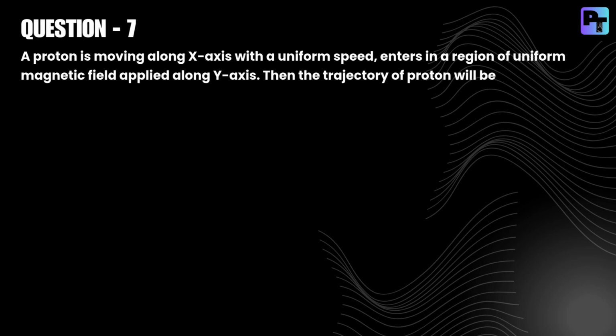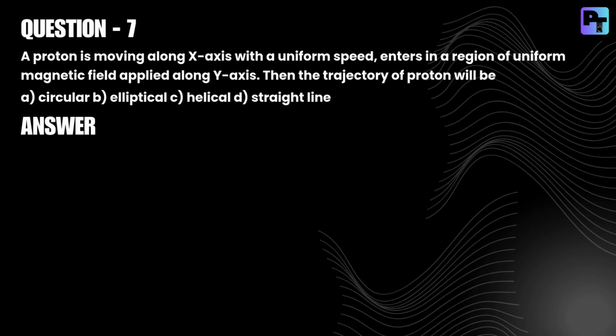Now, let's go into last question in this section. Question 7. A proton is moving along x-axis with a uniform speed, enters in a region of uniform magnetic field applied along y-axis. Then the trajectory of proton will be. Options are A. Circular, B. Elliptical, C. Helical, D. Straight line. Answer is option A. Circular.